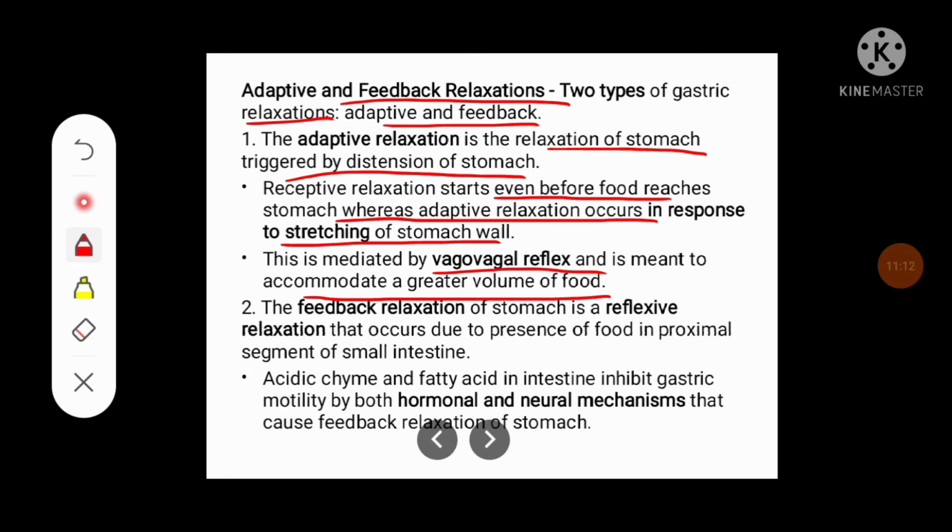The feedback relaxation of the stomach is a reflexive relaxation that occurs due to the presence of food in the proximal segment of the small intestine. So acidic chyme and fatty acids in the intestine inhibit gastric motility by both hormonal and neural mechanisms that cause feedback relaxation of the stomach.